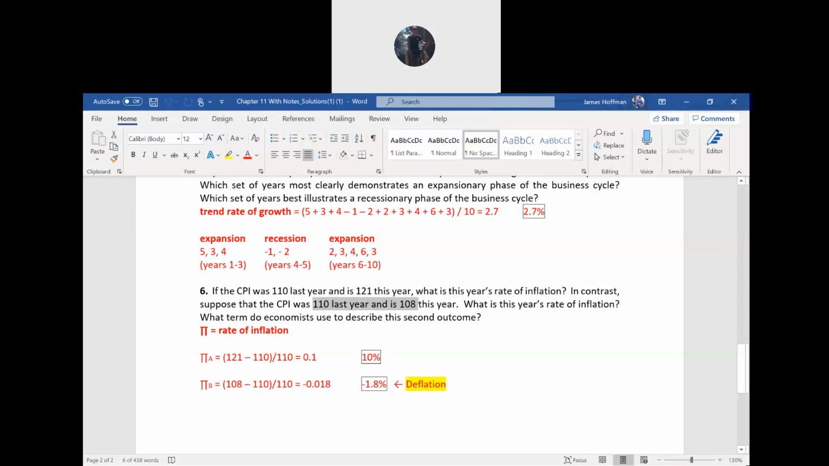In part B, let's call it, prices fell from 110 to 108, so that's a drop. So the new value is 108. The old value is 110 and the original is 110, so the change is going to be negative. So that's negative 0.018, and in percent terms, that's negative 1.8%, and we call a drop in the price level deflation.